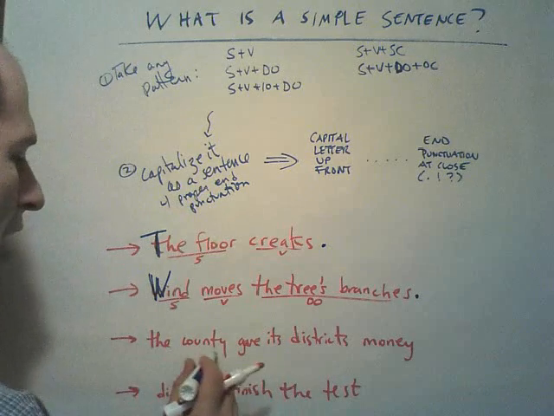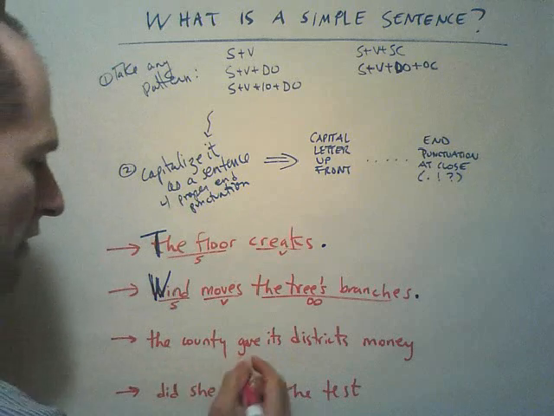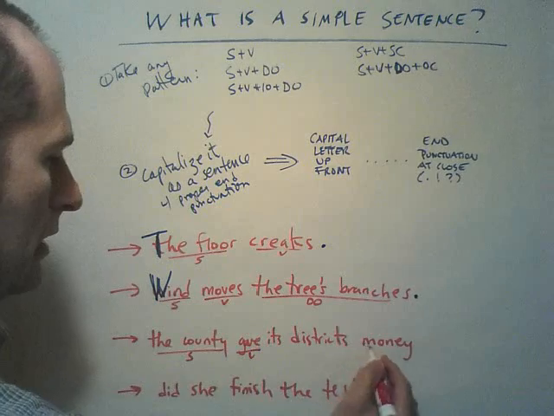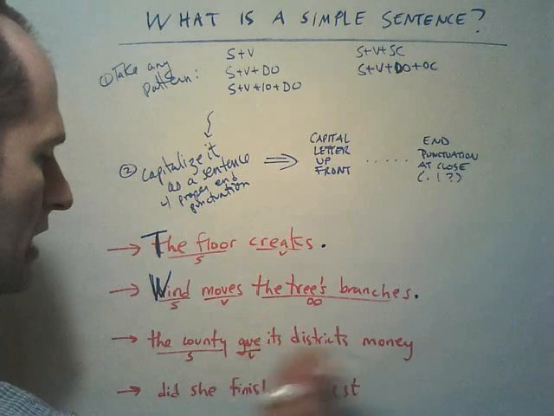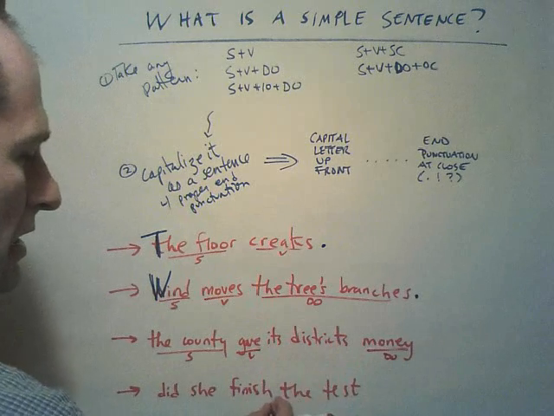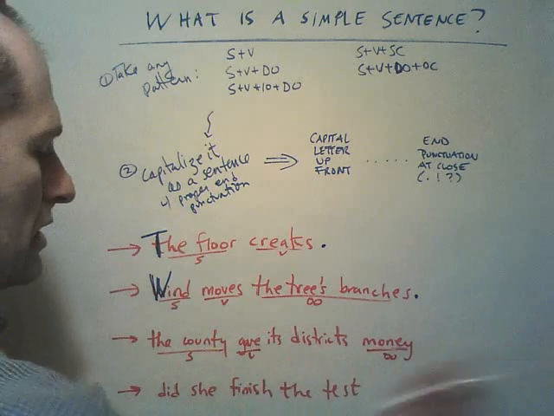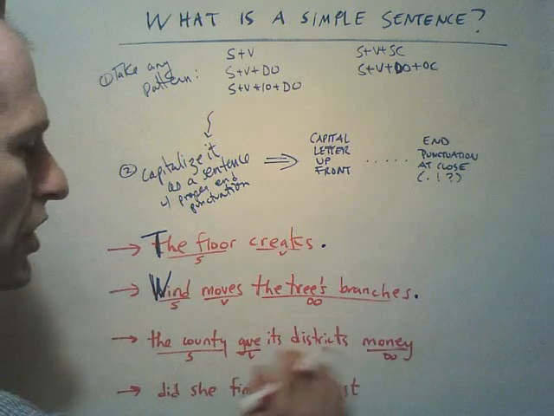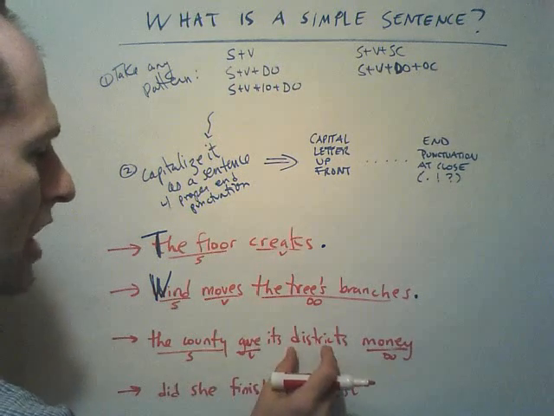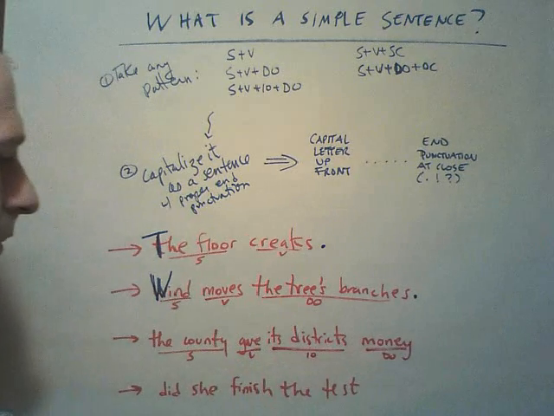All right, now the county gave its districts money. Do I have a pattern? Gave is the verb. Who or what gave? The county. The county gave what? Money. Does the county equal money? No. So this has to be a direct object. Do you see that I could take this and put it at the end and say the county gave money to its districts? So this is following all the rules for subject verb indirect object direct object. Remember, the indirect object comes between the verb and the direct object. So I've got a pattern.